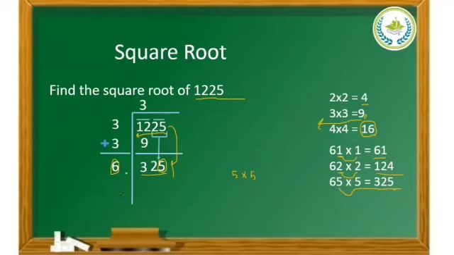I will put 5 with the 6 and the other 5 will go up on the symbol with the 3, and I will write my answer 325 under the number, and so the question is solved. It means the square root of 1225 is equal to 35.